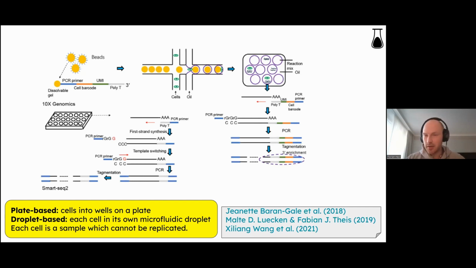So these are the two most common techniques for single-cell sequencing. There are other ones as well, but these ones you hear very, very often.